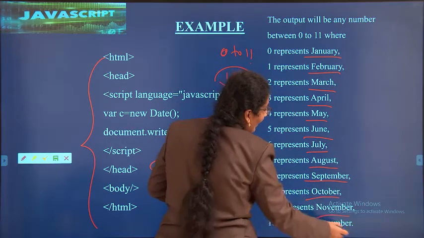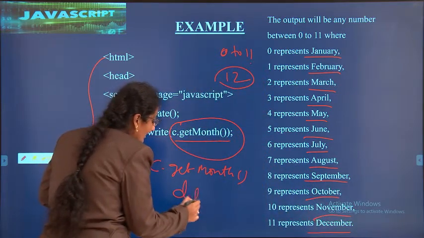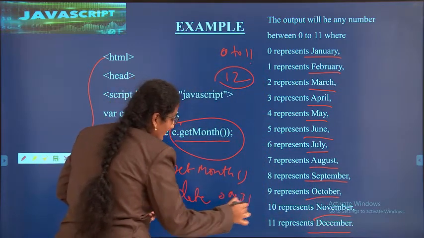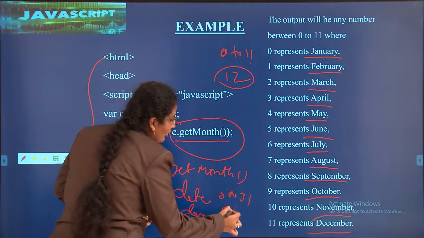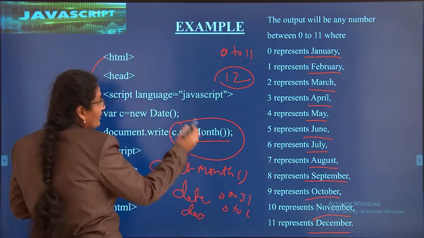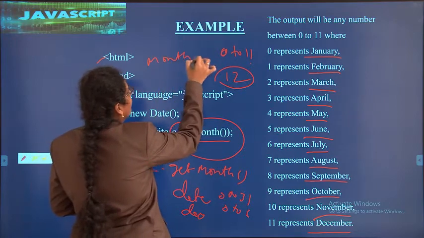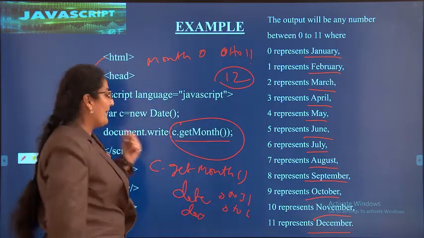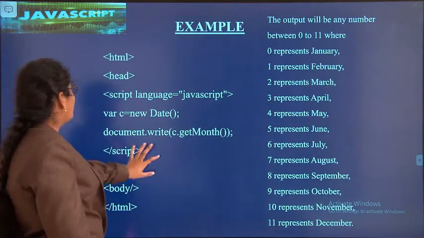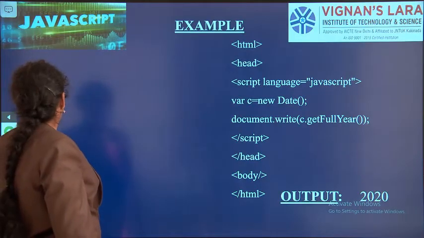So till now what you have learned: if you give date, 1 to 31 will print. If you give day, 0 to 6 days will print. If you give month, 0 to 11 months will print as the output. So let us see the next one.